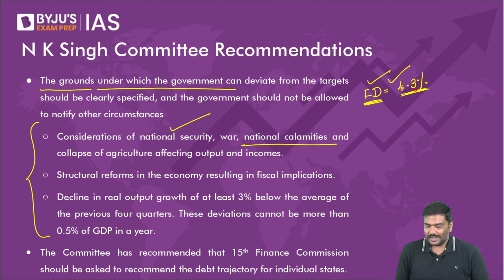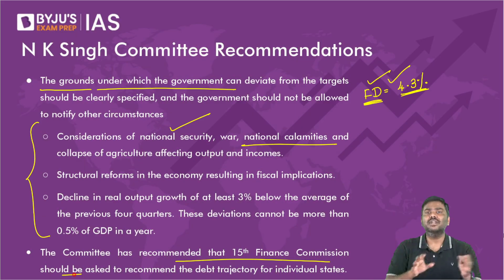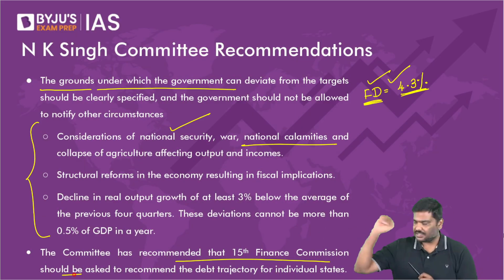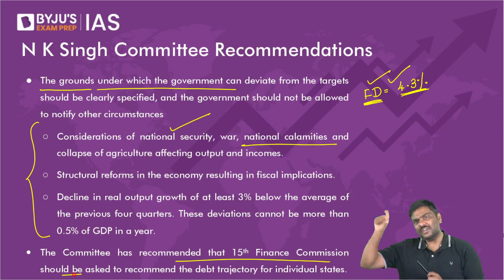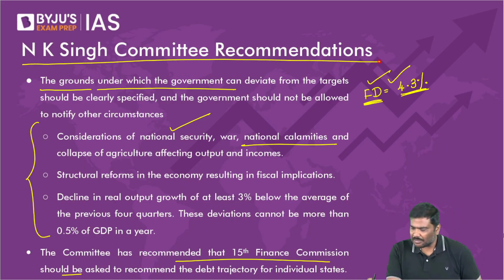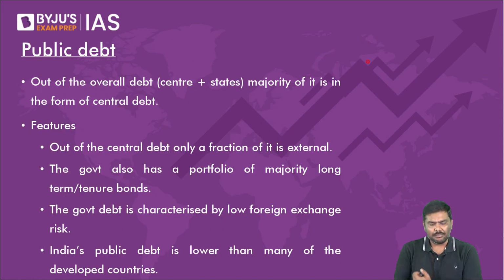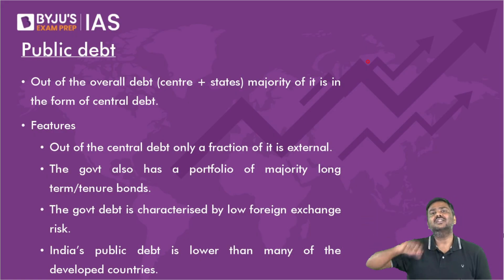And finally, the committee has also recommended that the 15th Finance Commission should be asked to provide recommendations for deficit targets for the states. The state governments should have deficit targets, and for that, the 15th Finance Commission should give the recommendations. Done? So these are some of the NK Singh committee recommendations. Just go through that. All of them have not been implemented. Only a few of them have been implemented. For example, we have implemented fiscal deficit, revenue deficit, plus the overall debt as a target now. The Government of India has a target of overall debt as well.